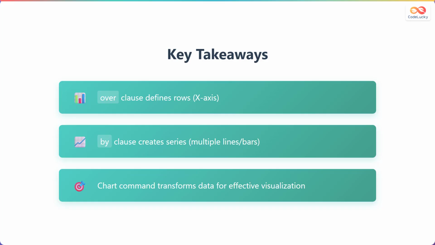Let's summarize the key concepts. The over clause defines the rows or x-axis of your chart, determining how your data is grouped horizontally. The by clause creates series or multiple lines and bars, adding a second dimension to your visualization. Most importantly, the chart command transforms your raw search data into a format that's specifically optimized for effective visualization and analysis. By mastering these concepts, you'll be able to create compelling visual representations of your Splunk data that communicate insights clearly and effectively.